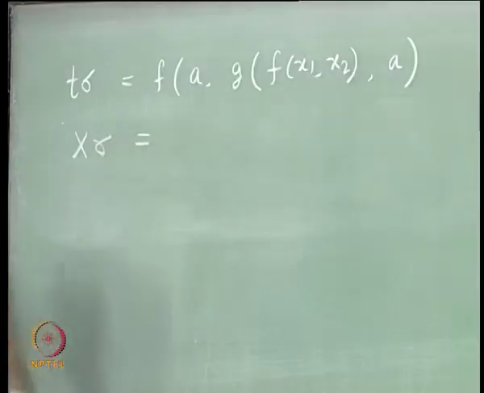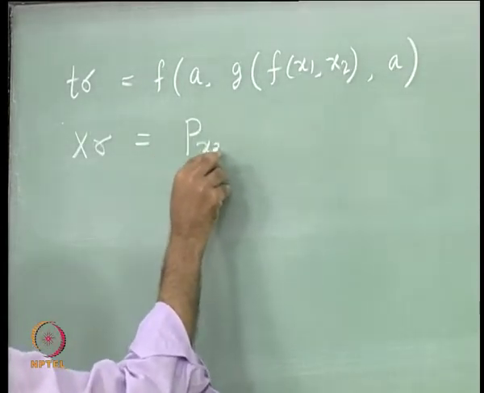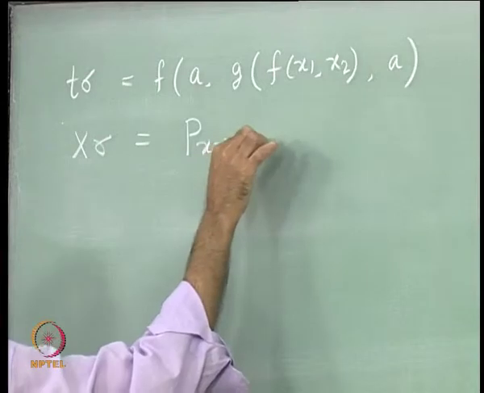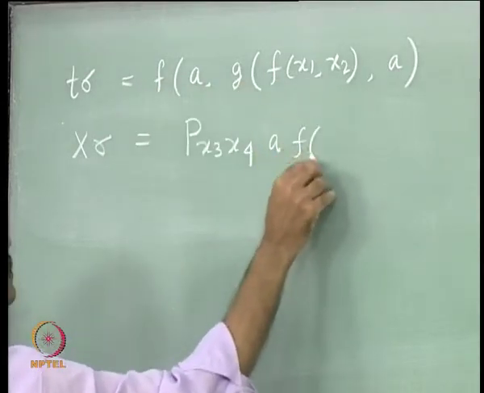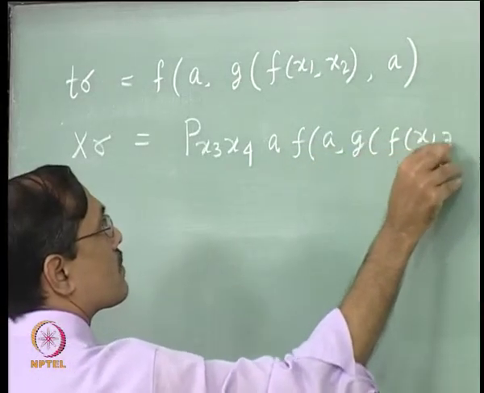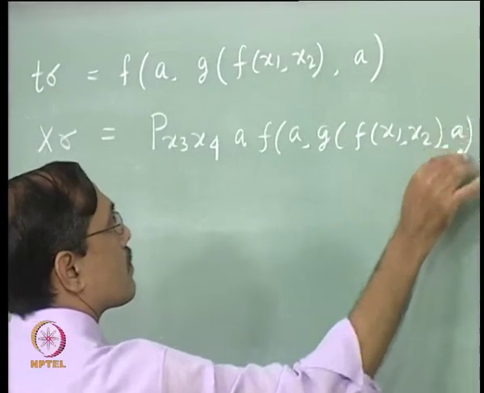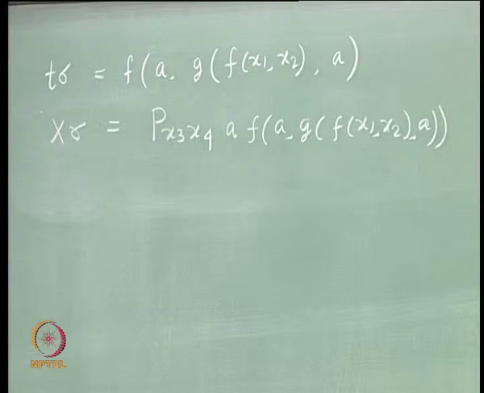So, we have x sigma. Now, x is p, x3, x4, x1. So, they are not substituted at all, they are kept as they are, x4, but this x1 becomes now a, and then t. Is that clear? That is how we will be proceeding.